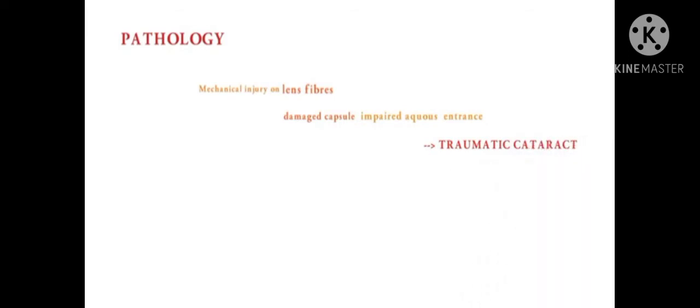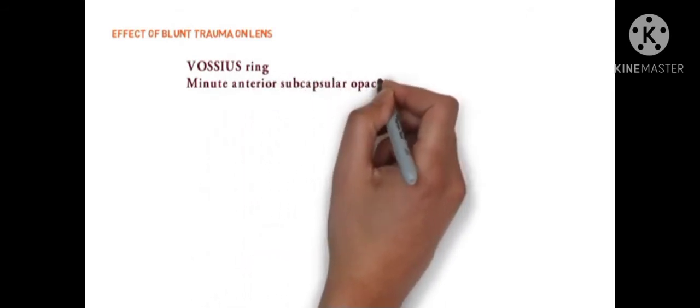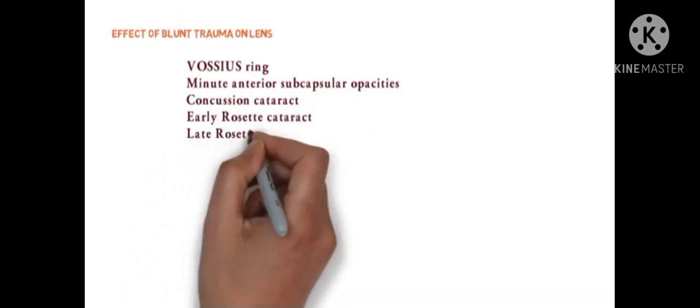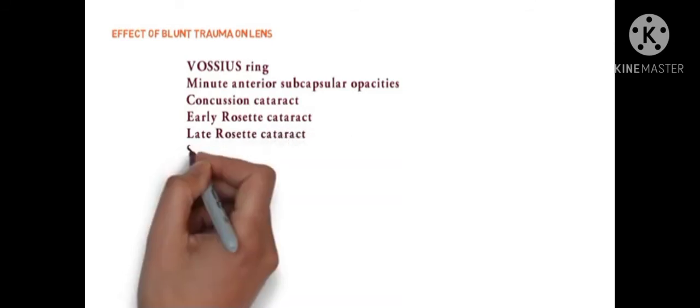Now we will discuss in short what are the effects of blunt trauma on the lens. There is a formation of osseous ring, minute anterior subcapsular opacities, concussion cataract, that is traumatic cataract, early rosette cataract, late rosette cataract, subluxation of the lens, and dislocation of the lens. Remember that these are the effects of blunt trauma on the lens.